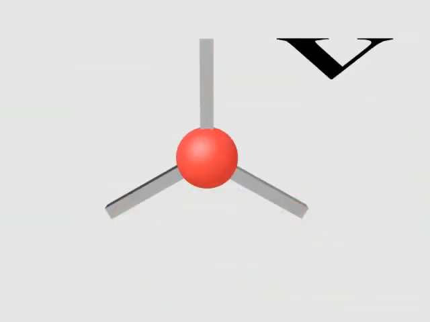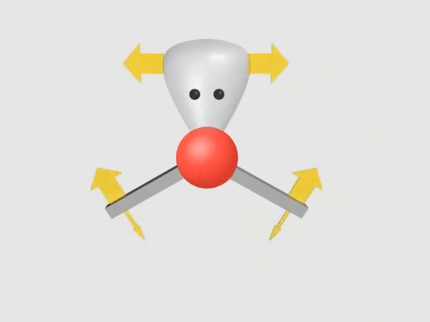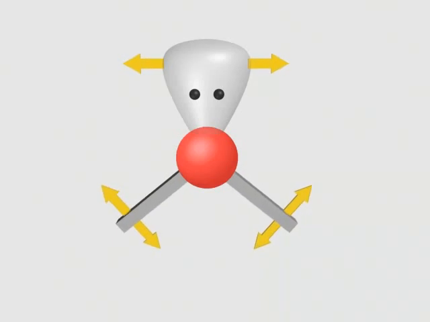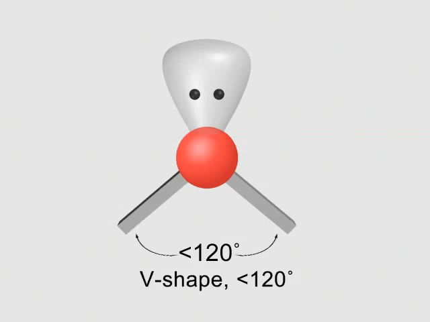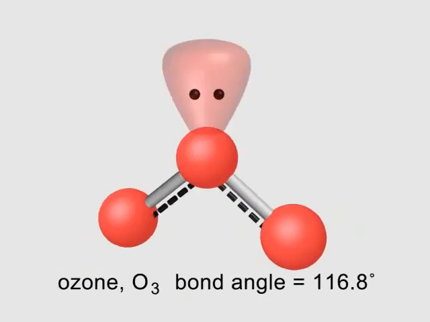Molecular shape is determined by the positions of atoms, not electron pairs. Therefore, if one of the electron groups is a lone pair, the molecular shape is not trigonal planar, but bent or V-shaped. Since a lone pair is held by only one nucleus, it is less confined in space and exerts greater repulsions on nearby bonding pairs. As a result, the bond angle is less than 120 degrees, as you can see in this model of ozone.